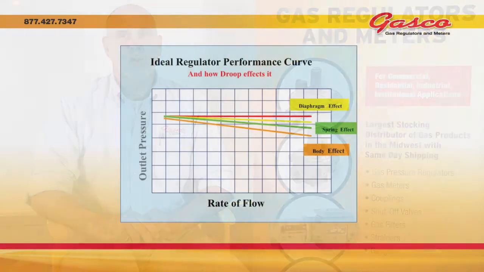Regulator droop is the loss of outlet pressure or set point pressure as the flow rate increases. The closer you get to the maximum flow capability of the regulator, the more pressure is affected by droop. Droop is an effect on the gas flow that is created by the sensing diaphragm, the range spring, and the internal body effects. If a manufacturer could construct an ideal regulator, the performance curve would look like the following, which would be a straight line curve.